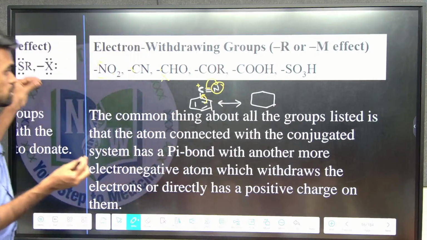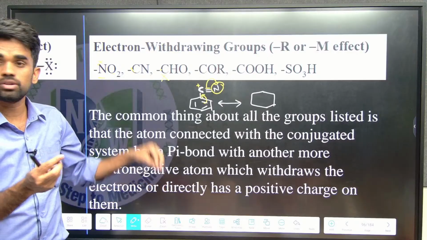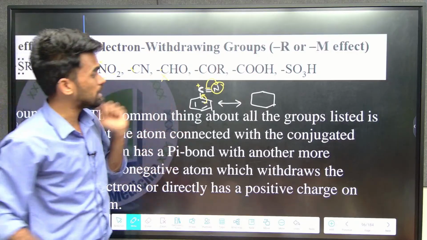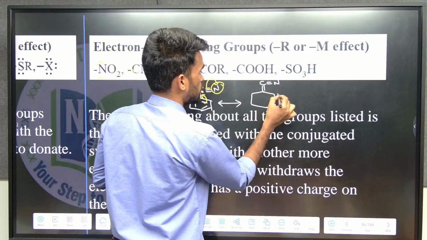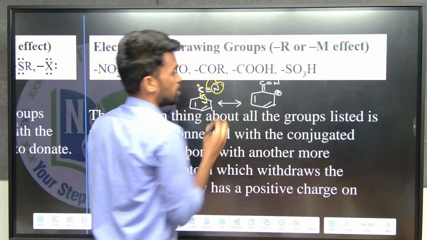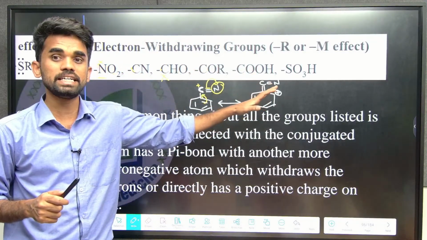See, activating means you should supply electrons into the ring. But here, what is happening? It is only dragging the electrons from the ring. So what is the charge you are creating here? So I can say all these groups are electron withdrawing groups, and they deactivate the ring.